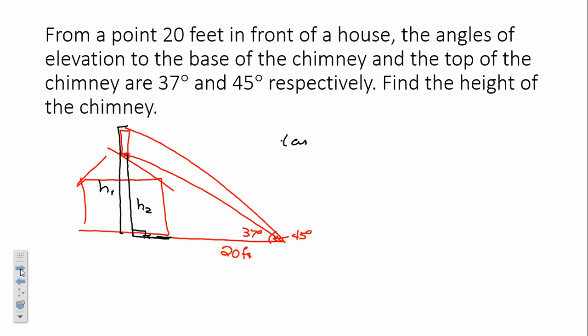So tangent of 45 will be h1 divided by 20. So we're going to take that tangent of 45 times 20 to get our h1. And tangent of 37 will be our h2 over 20. So we're going to take the tangent of 37 times 20 to find h2 and then subtract. Okay? All right.